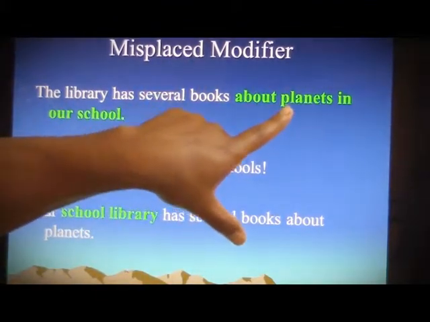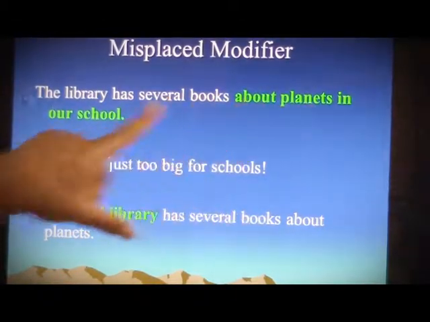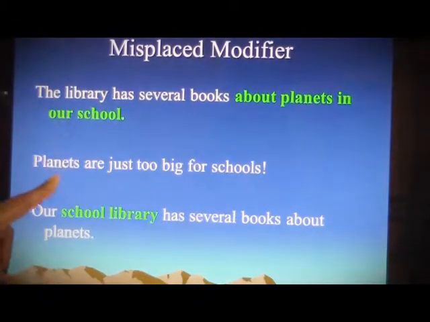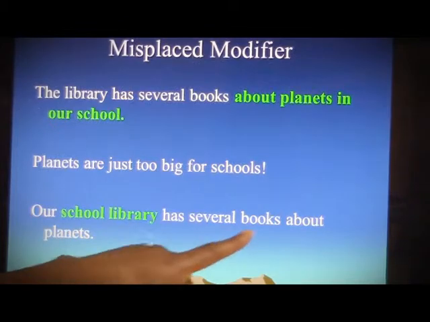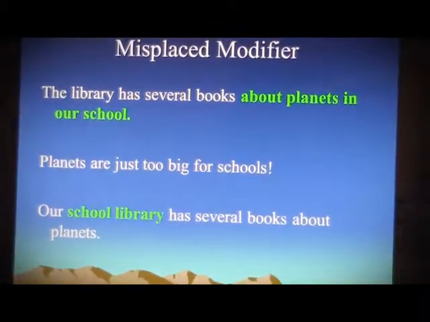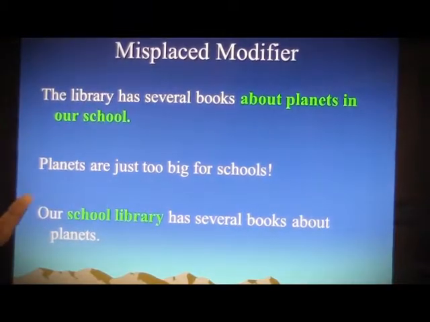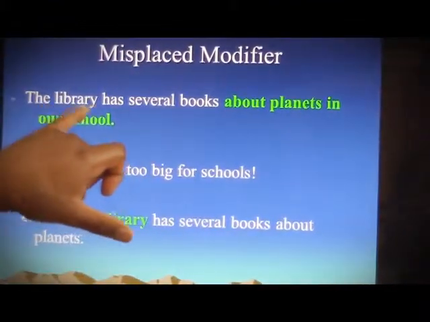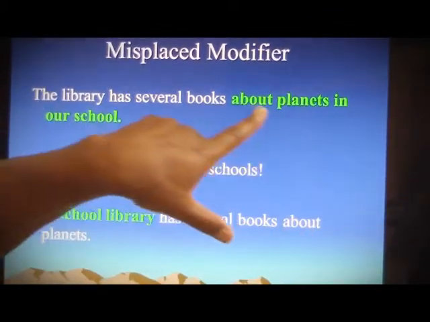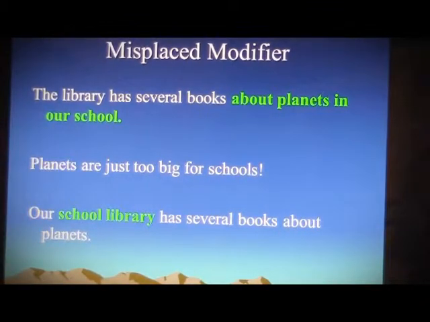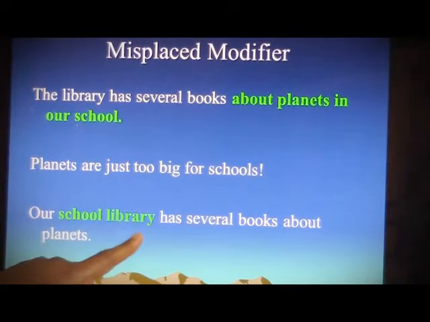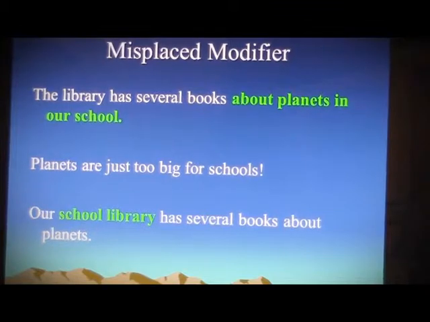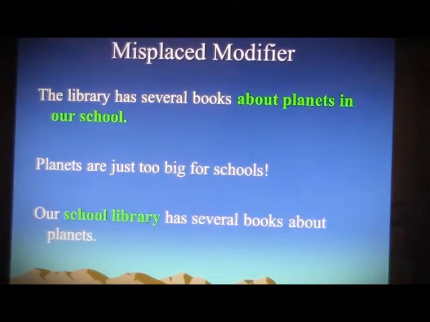Here's the problem. I got it wrong. About planets in our school. Are planets really in our school? Absolutely not. Planets are just too big for school. The way it should have been written, our school library has several books about planets. That's the correct way. You get used to seeing it the right way, and this is how the GED tricks you, because your mind is going to make it right. The problem is, it's actually written incorrectly. The library has several books about planets in our school. About planets in our school is what the problem is. And we fix it down here. Our school library has several books about planets. A subtle distinction, but one they expect you to get on the GED.